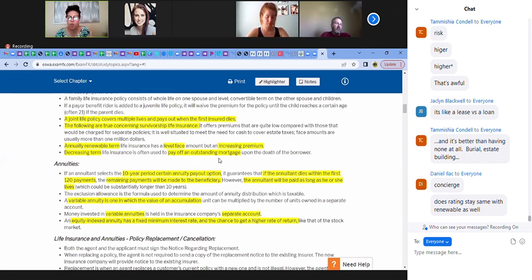Decreasing term, we consider it to be mortgage insurance. So if someone says, can you do mortgage insurance? The answer is yes. And it mimics the mortgage. So let's say you have a mortgage that you owe $250,000, stick with the same number, and you have 15 years left, whatever the time frame is. Whatever your mortgage payment is, let's say it's $1,500 a month.